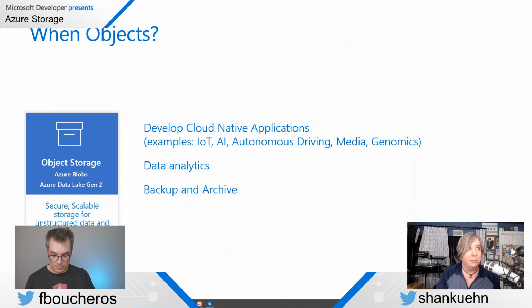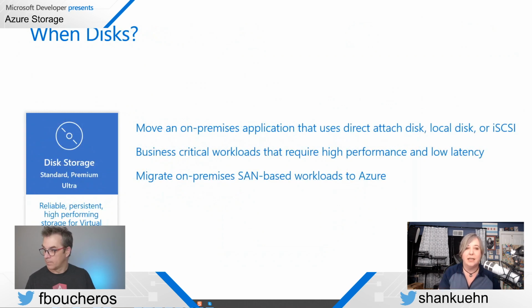And then when we talk about disks, it's anything that's a legacy type solution, right? Leaning on a virtual machine. So it's got a direct attached disk, a local disk, an iSCSI disk. Those are great candidates for Azure VMs. Sometimes there are business critical workloads that require high performance and low latency, and maybe they're not really ready yet for cloud native solutions, right? So Azure VMs is another spot to land that application when you think about transforming and moving that application into Azure. And then there's also the concept here of moving anything that lived on a SAN. That's always was kind of my joke when I worked with customers. If you had something that lived on a SAN, it was a great candidate for an Azure VM.